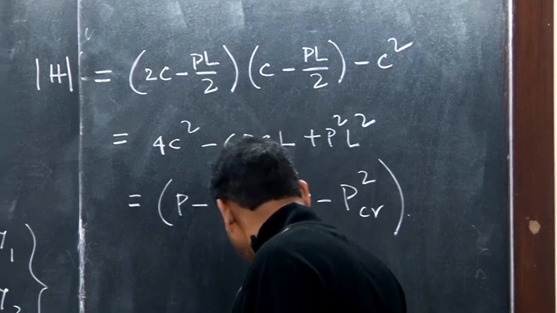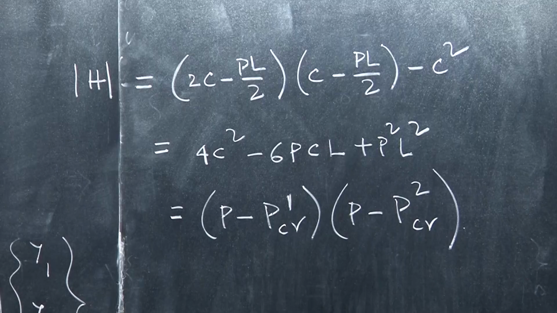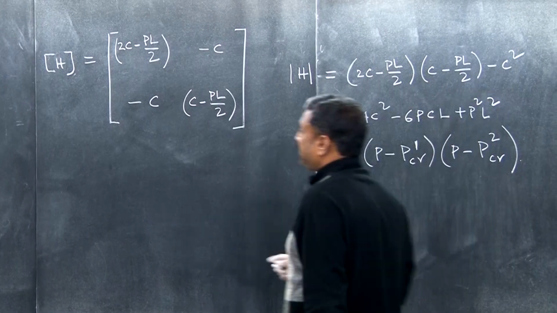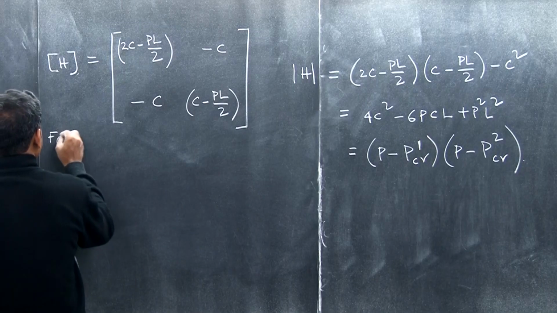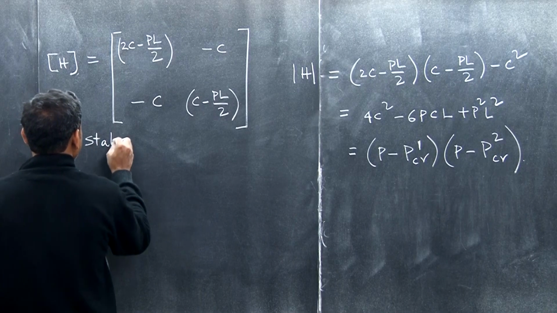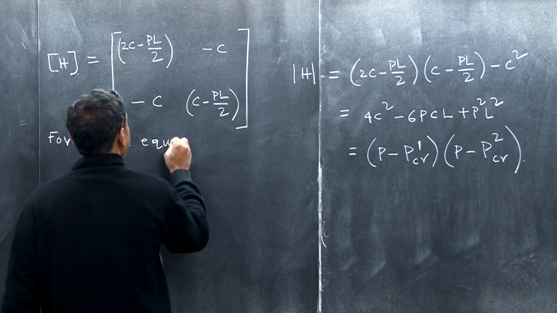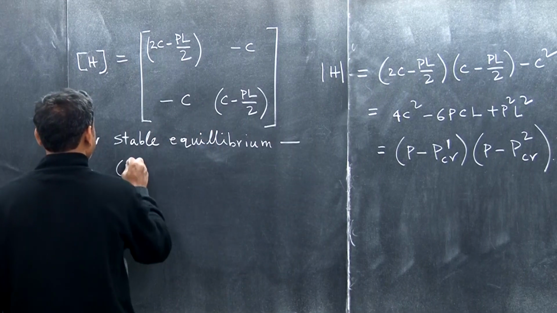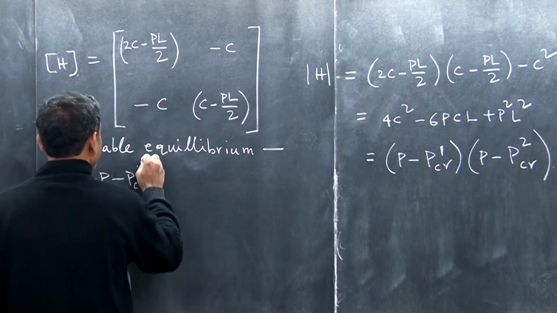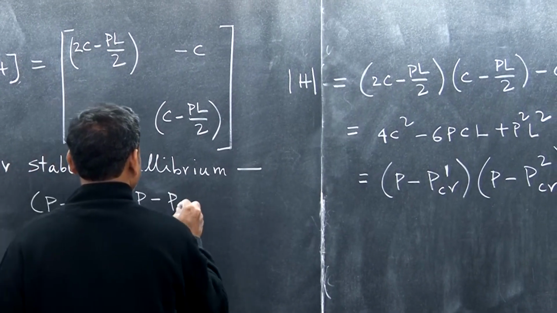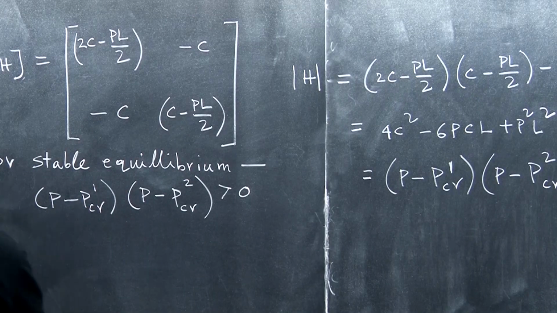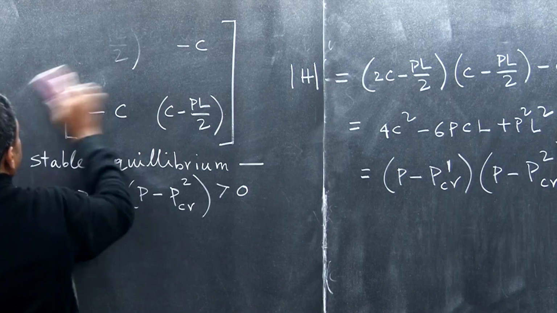Now, other than the Hessian, what else? The Hessian determinant needs to be positive for stability, right? Keep it. So, this must be greater than 0 for stability. So, for stable equilibrium, P minus PCR1 times P minus PCR2 must be greater than 0. That is the first condition, right? Clear? What about the other condition?